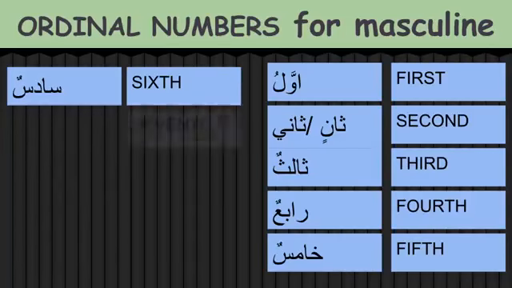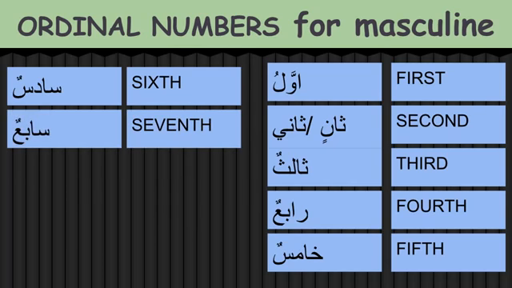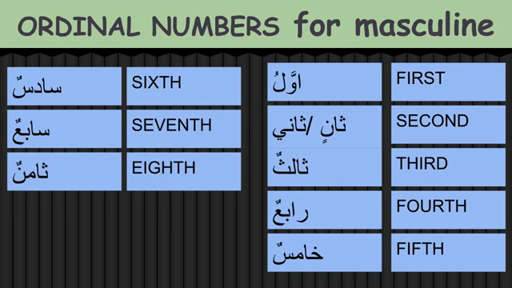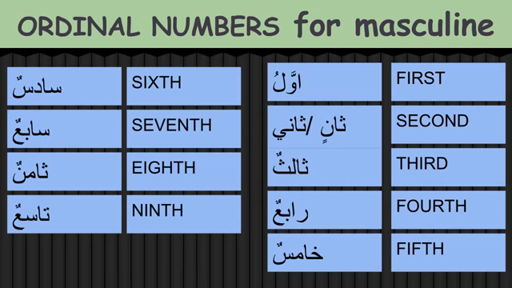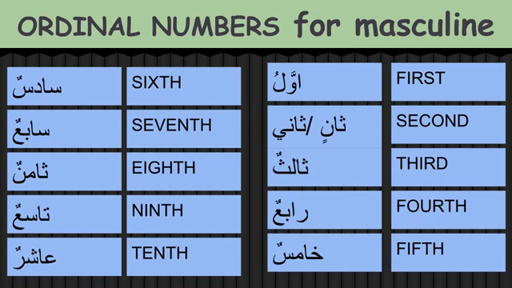It's sadisun. Seventh, 7 is sab'a. Seventh will be sabi'un. 8 is thamaniya. Eighth will be thaminun. Tis'a is 9. Ninth will be tasi'un. 10 is ashara. Tenth will be ashirun. So this is for masculine: awwalu, thani, thalithu, rabi'u, khamisun, sadisun, sabi'un, thaminun, tasi'un, and ashirun.